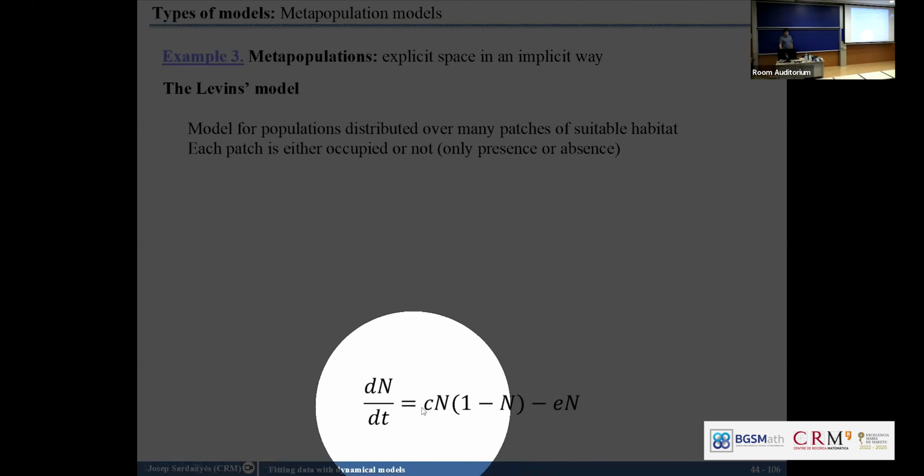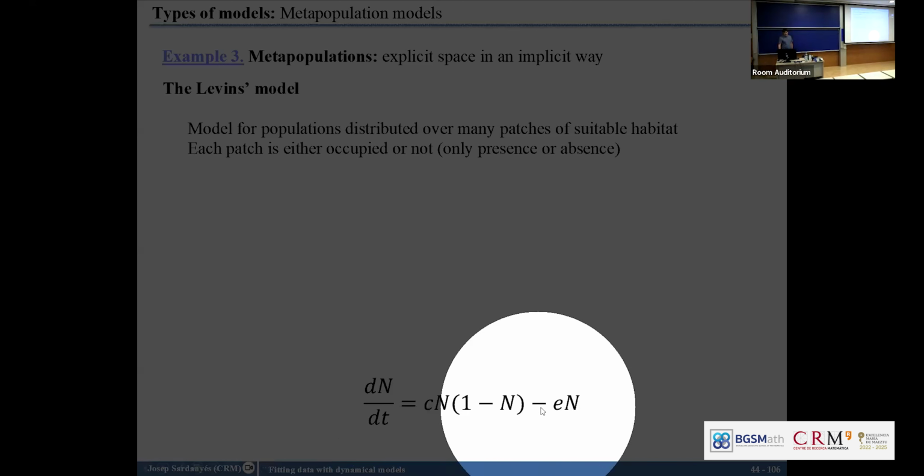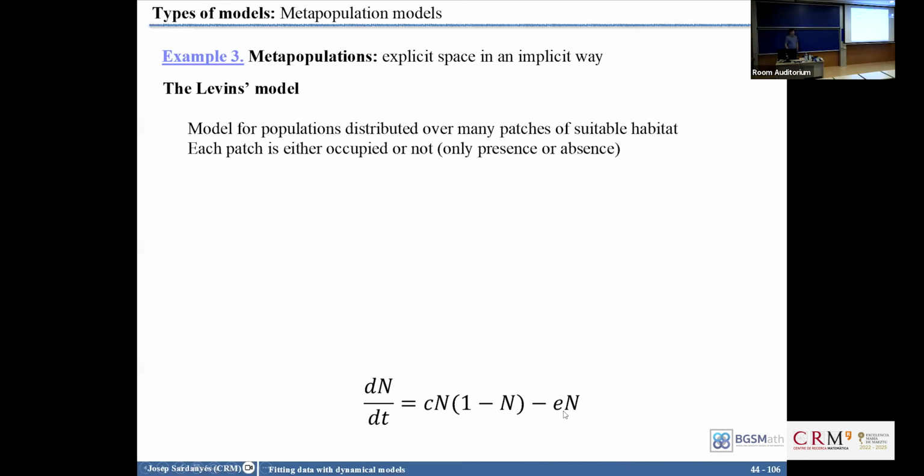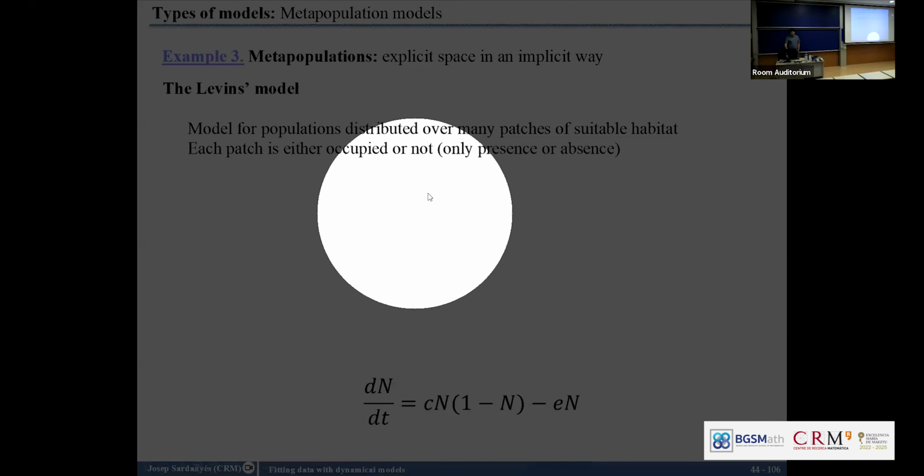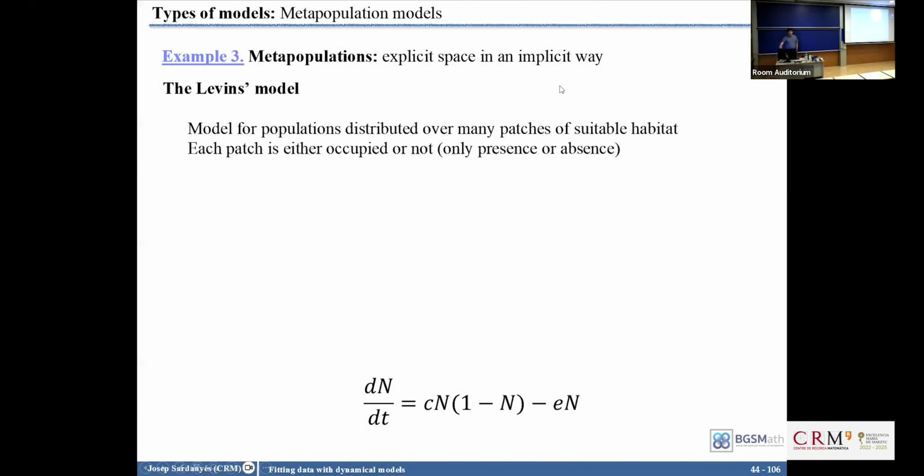C is the colonization rate, and E is the extinction rate. Here we are modeling a metapopulation with a single variable, and this is why space is put in an implicit way. Why? Because this model considers the fraction of occupied sites, so how many sites in a given metapopulation, actually with infinite sites, are occupied or not. This is a very abstract model.